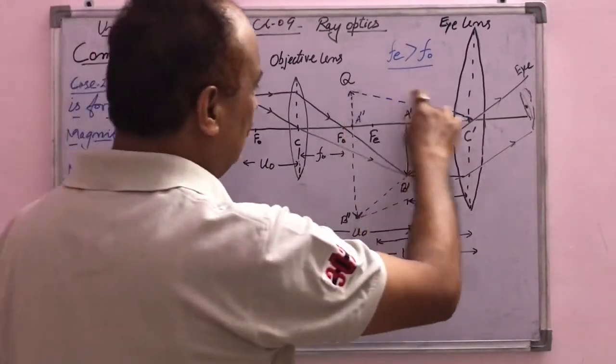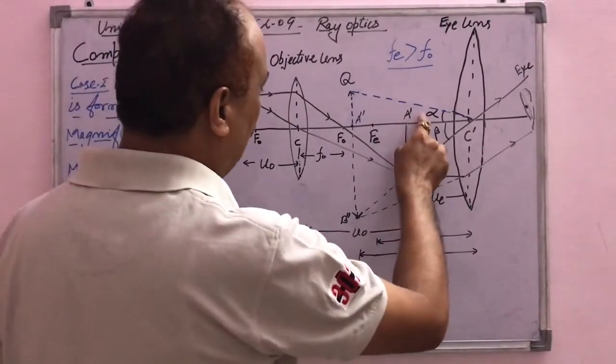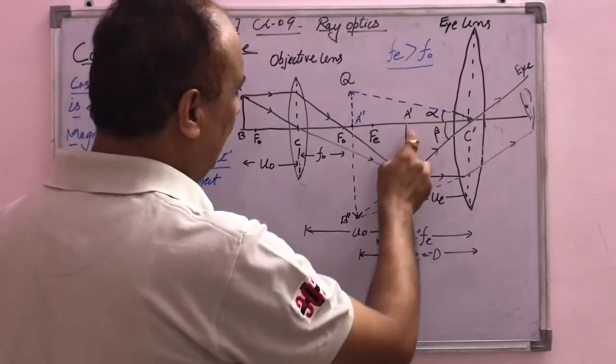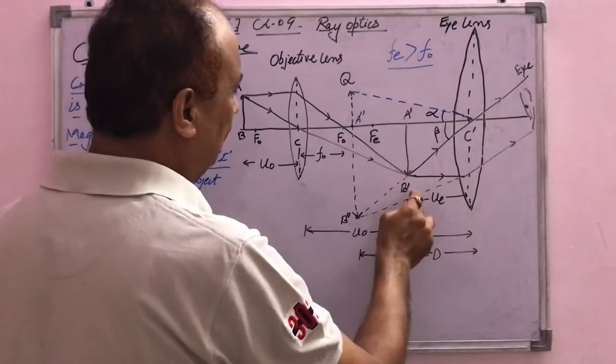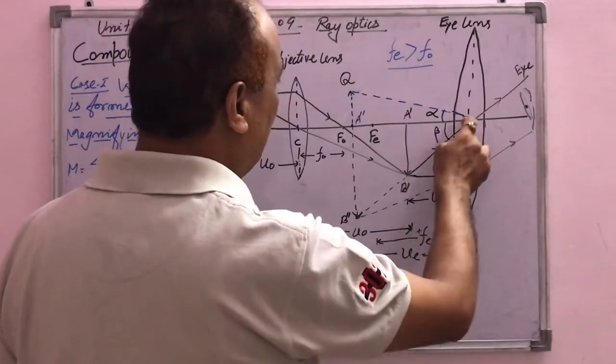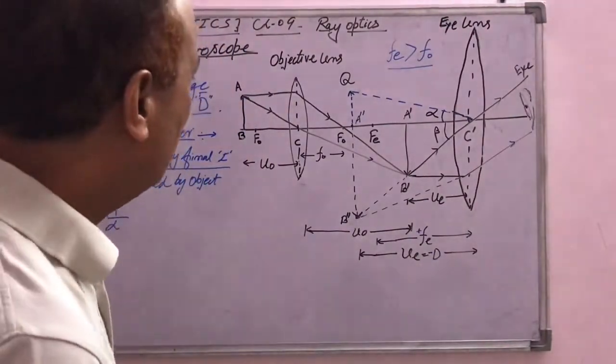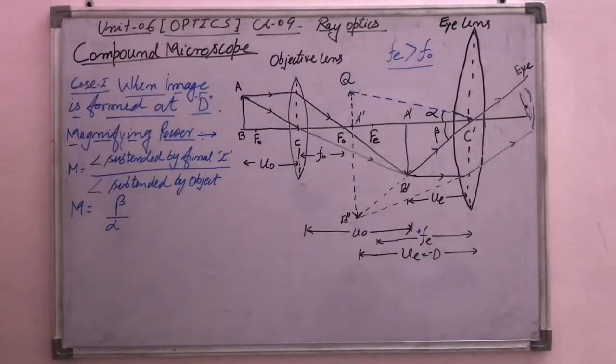So in this triangle, which makes an angle alpha, and A double dash B double dash and A dash B dash, these two triangles make an angle beta at the optic center C dash. Then we have to find out the magnifying power of the compound microscope.